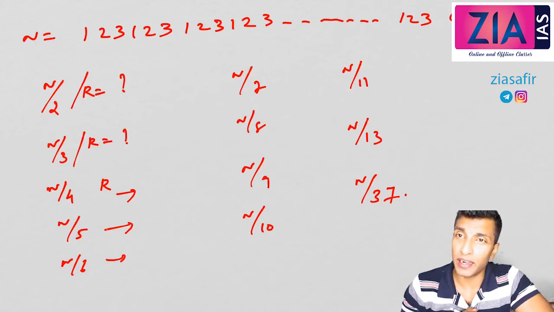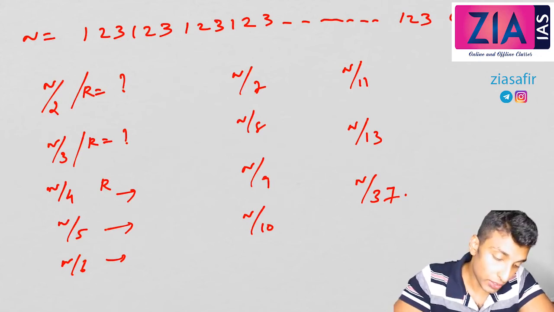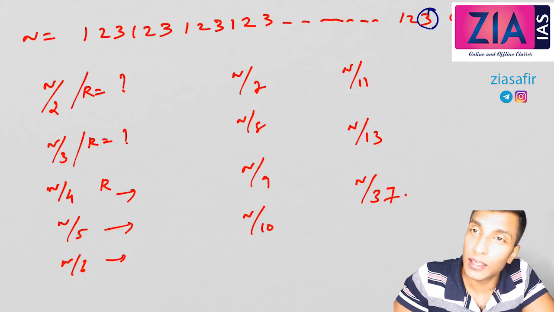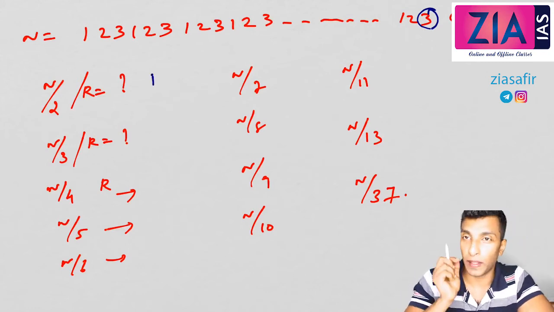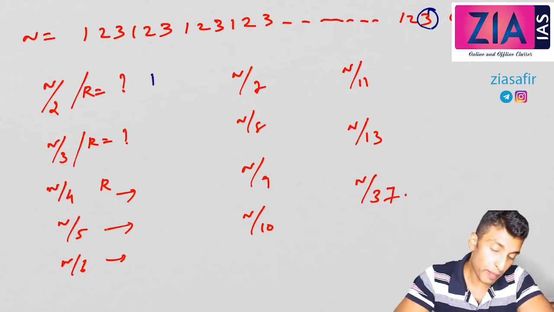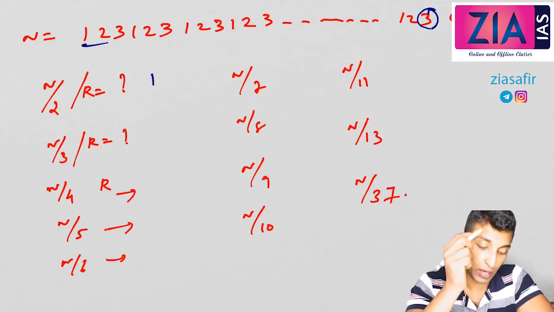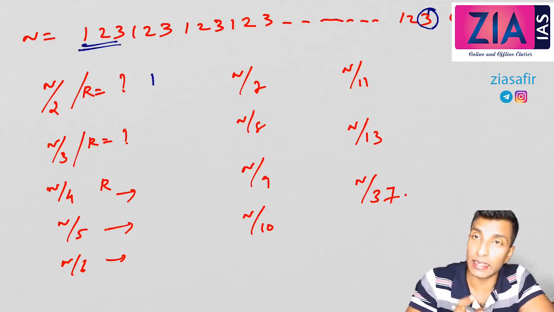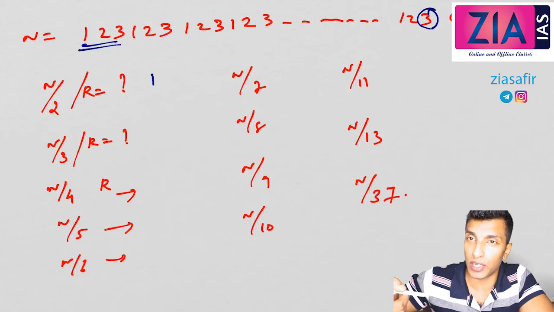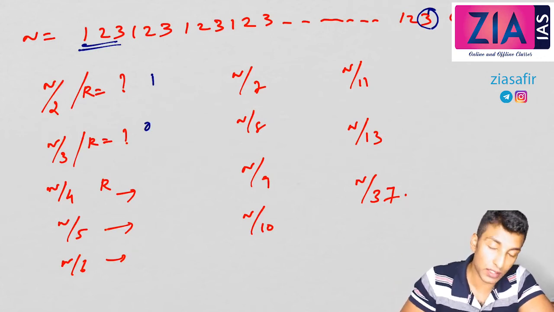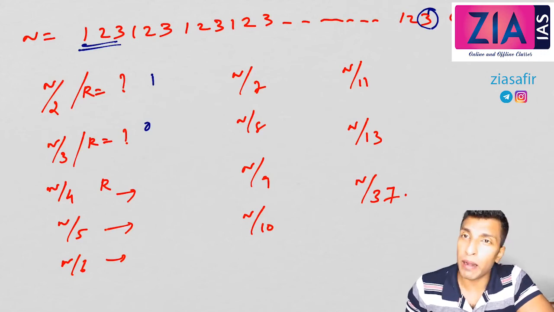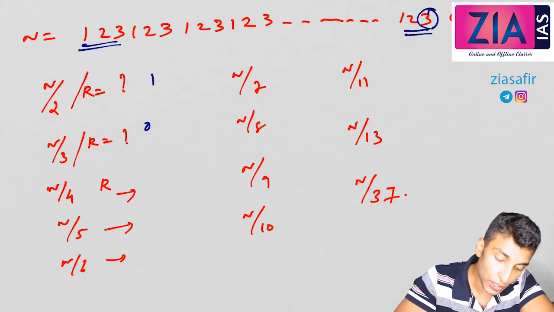N by 2, what is the remainder? Last digit is what you need to check. So here you can see last digit is 3, so remainder is going to be 1. It is an odd number, so remainder is 1. N by 3, sum of digits you need to take. So how can you get the sum of digits? For this particular block I get 6. 100 such blocks are there. So 600. That 600 is divisible by 3. So this is 0. No remainder. N by 4, what I need to do? I need to check the last 2 digits.